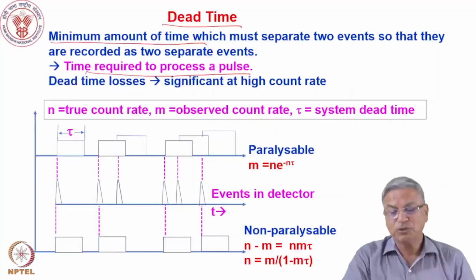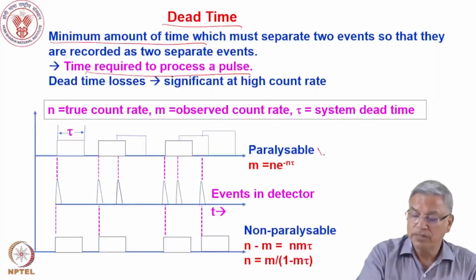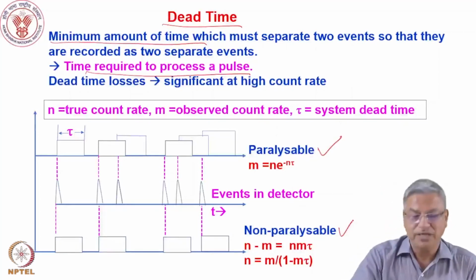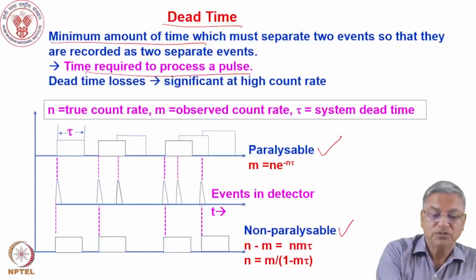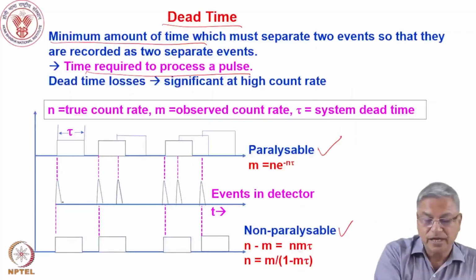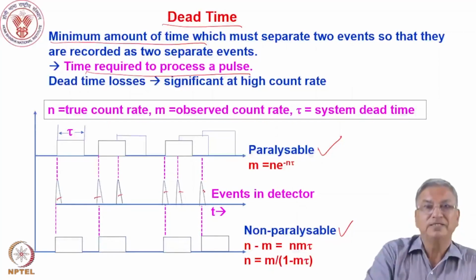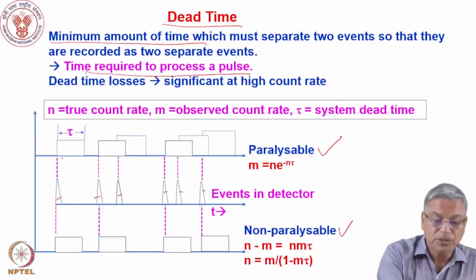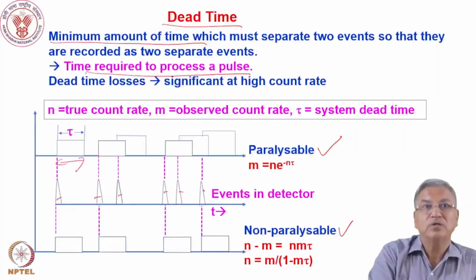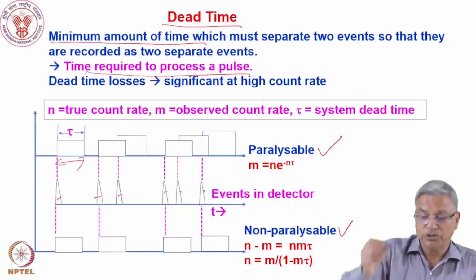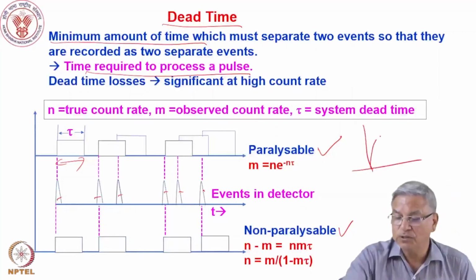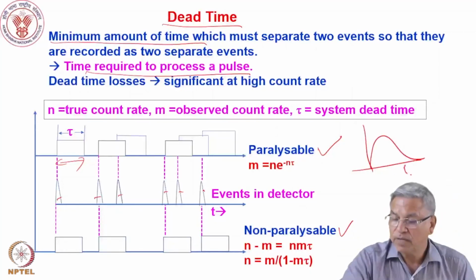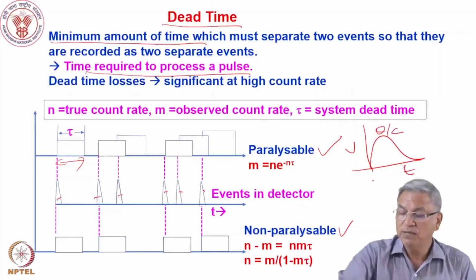I will just try to explain. There are two models of dead time, parallelizable and non-parallelizable. That means there is a train of events. These are the pulses coming into the detector system, and for each pulse you require a certain time to process the pulse. If you recall, we have shown time versus voltage, Q by C. So this is a voltage signal.